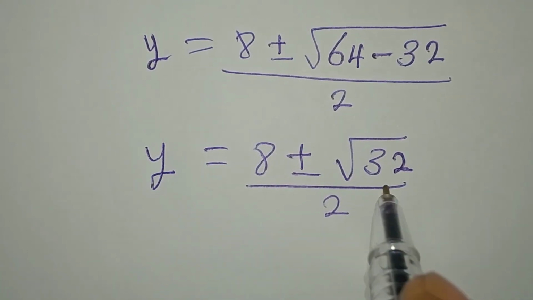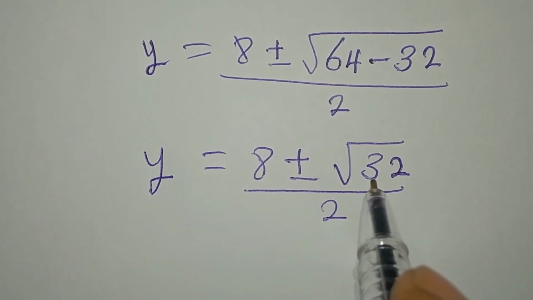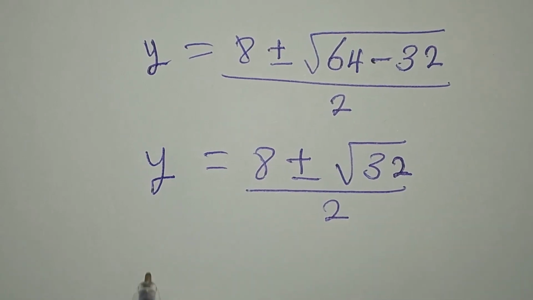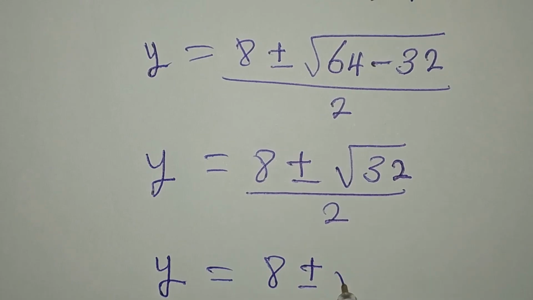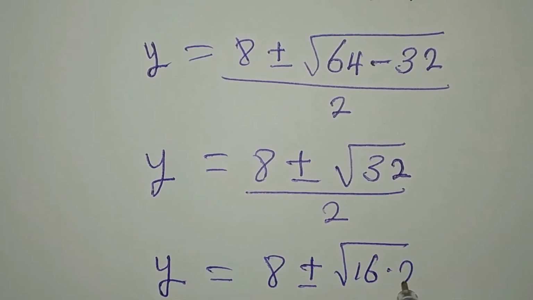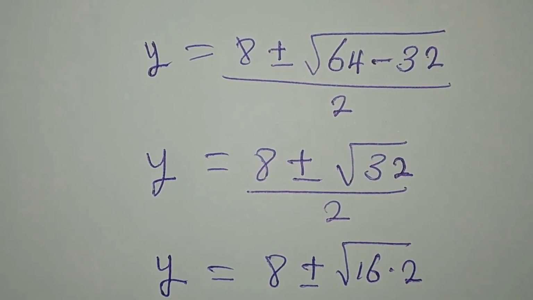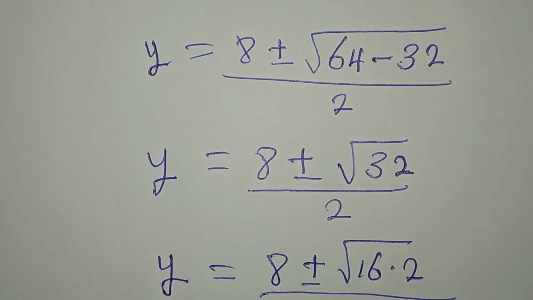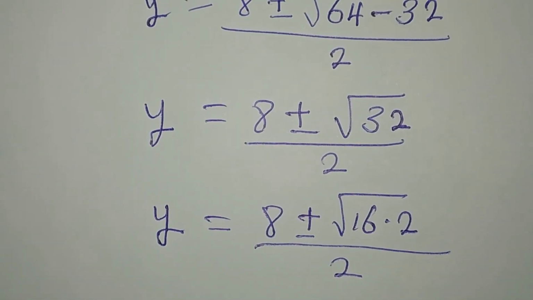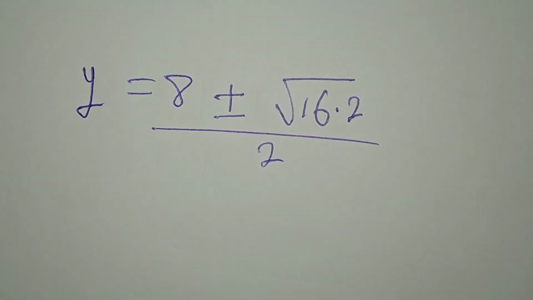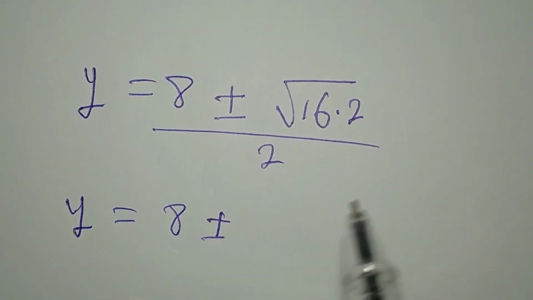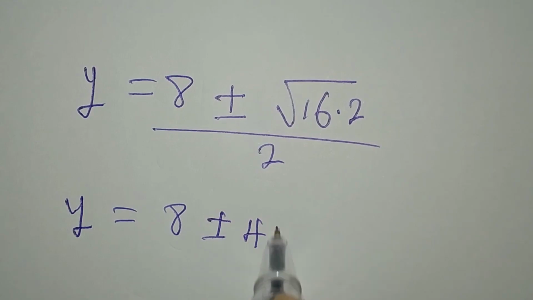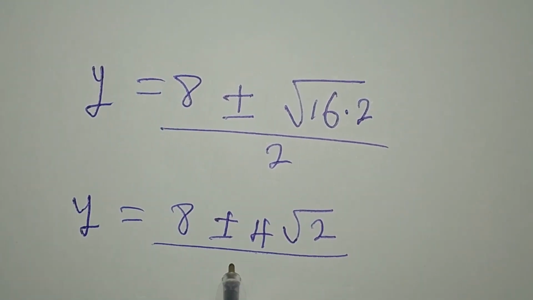Although this 32 is not a perfect square, we can get a perfect square as a factor of 32. So y will be equal to 8 plus or minus square root of 16 multiplied by 2, because 16 is a perfect square and 16 times 2 is 32. So we divide by 2, right? Let's continue. Okay, so y now will be equal to 8 plus or minus square root of 16 is 4, then we have root 2 as we divide this by 2.